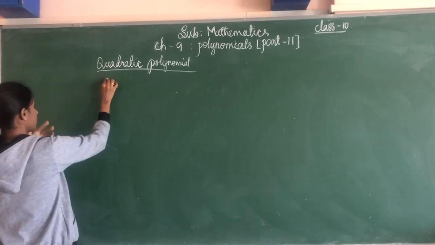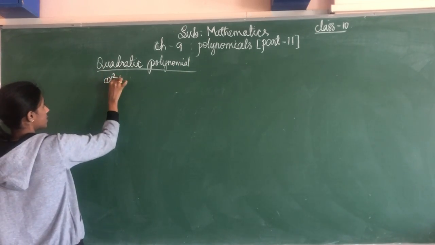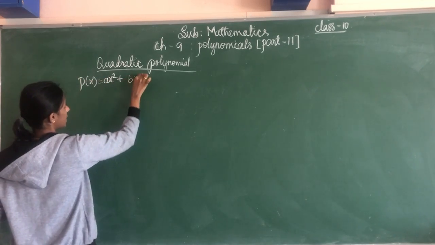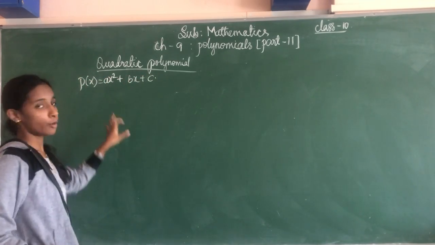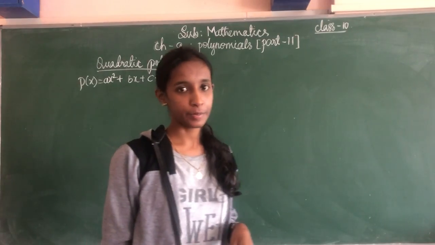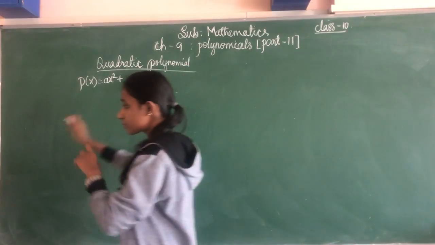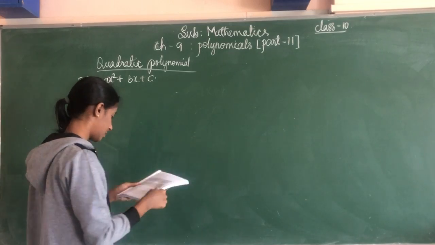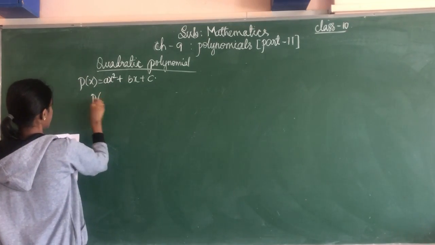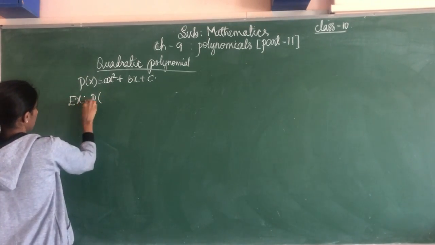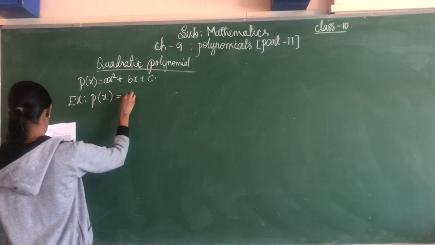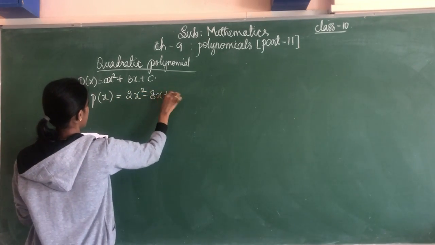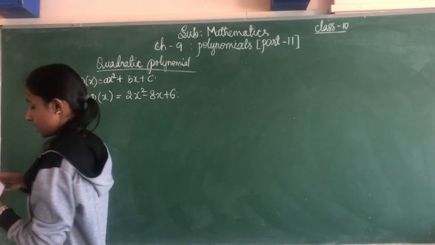It is in the form p of x is equal to ax square plus bx plus c. This is the standard form of a quadratic polynomial. Now, let me take one example and show you. P of x is equal to 2x square minus 8x plus 6.